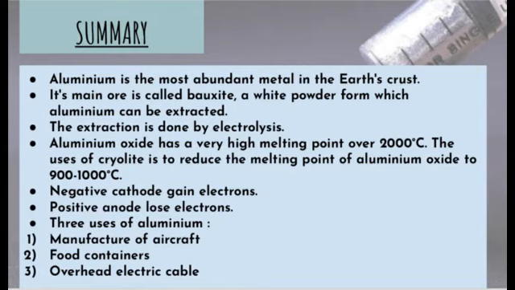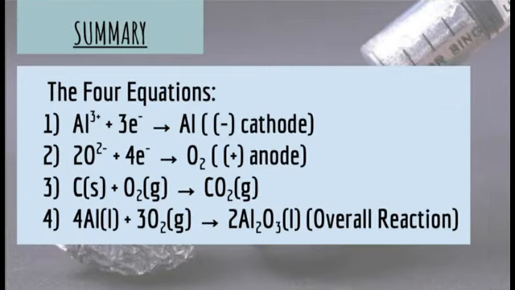Three uses of aluminium. First, manufacture of aircraft. Second, food containers. Third, overhead electric cable. The four equations: the first reaction is found at the negative cathode, the second reaction is found at the positive anode, the third reaction is carbon dioxide, the fourth reaction is the overall reaction.